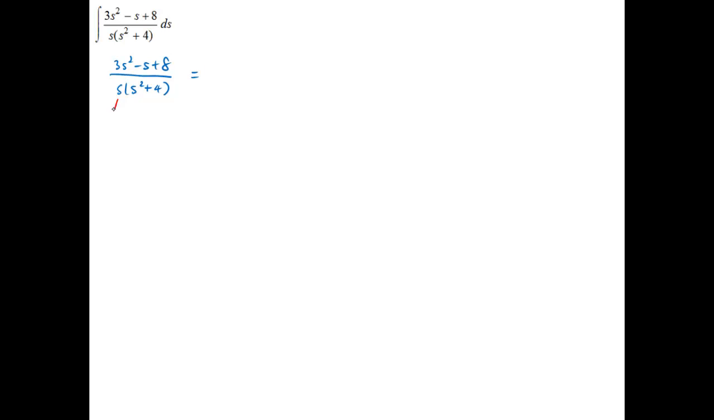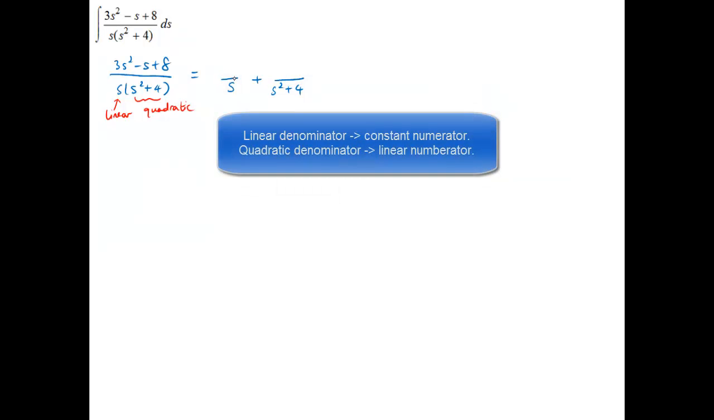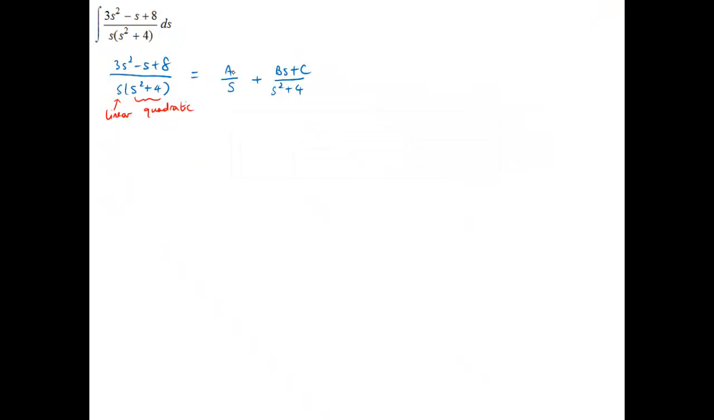So observe the denominator, which is made up of a linear part and a quadratic part. So I'll resolve it into two smaller rational expressions with a linear denominator and a quadratic denominator. When you have a linear denominator, the numerator will be a constant. When you have a quadratic denominator, the numerator will be linear. Now our task is to solve for a, b, and c.